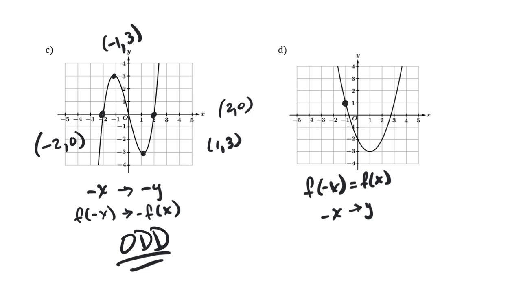We got a point here. I got, what is that? Negative 1, comma 1. So when I change my point, my x has to be positive 1. The y has to stay the same. I'm not on the graph. So it is not even. It must be neither.